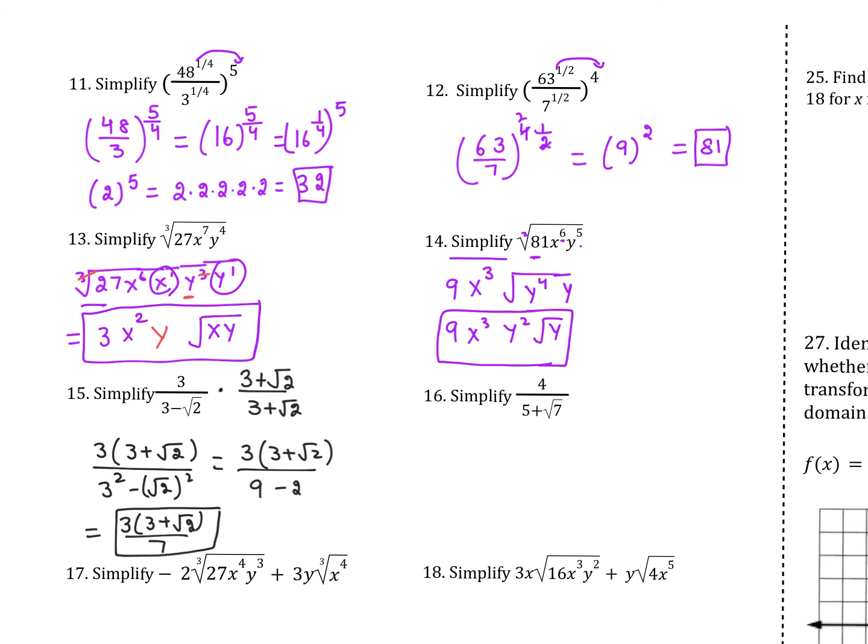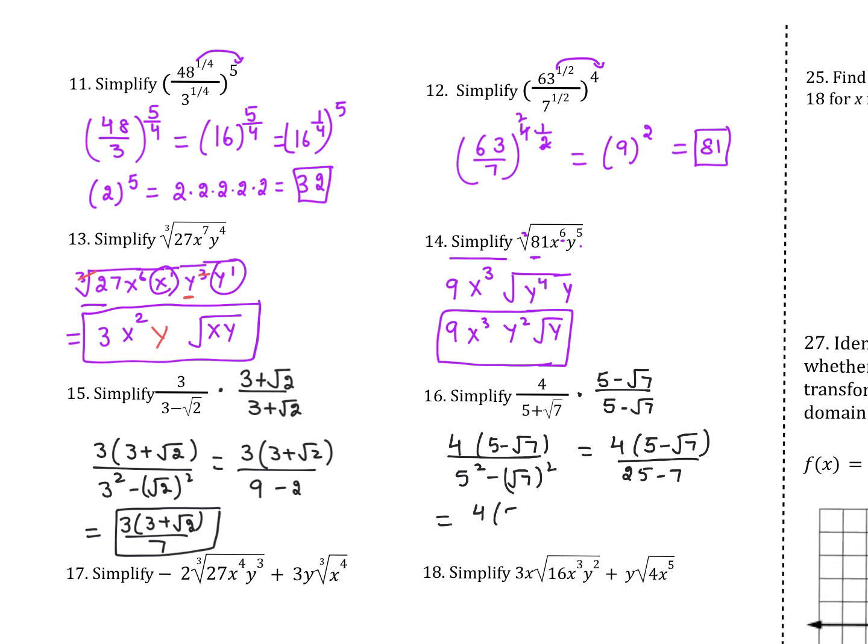Similarly, for number 16, you multiply by the conjugate. 4 times 5 plus square root 7 divided by 5 squared minus square root 7 squared. And that's going to be 25 minus 7, which is 18. And that's going to be your answer.